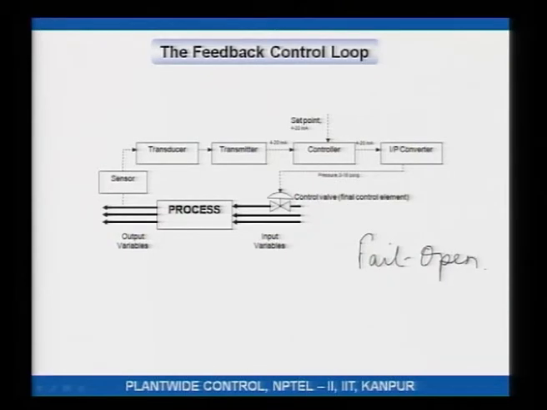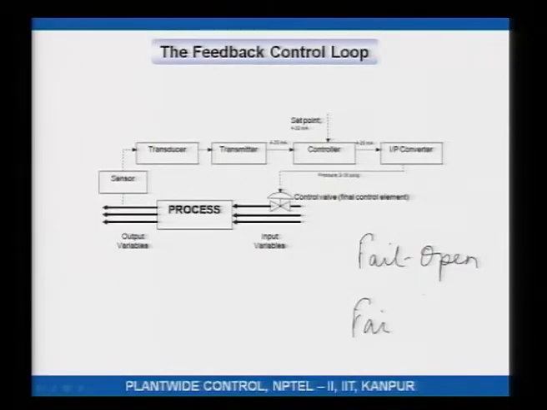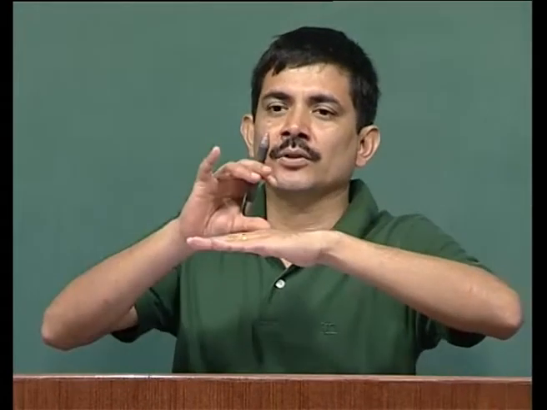That means if the air supply fails, the valve will open fully, it would be 100% open. It could also be fail close. That means if the air supply for some reason is taken away, fails, then the valve will fully close. Okay. That is just a matter of where the pressure is being applied and how the spring is oriented.